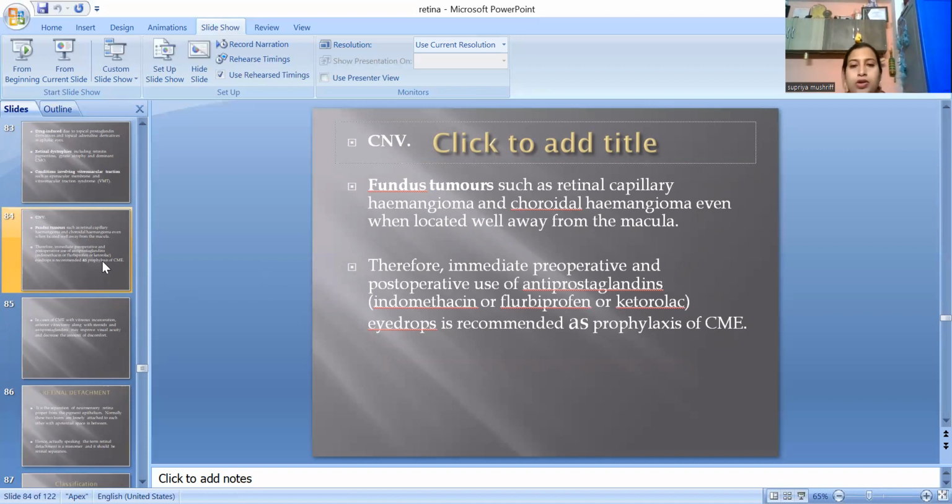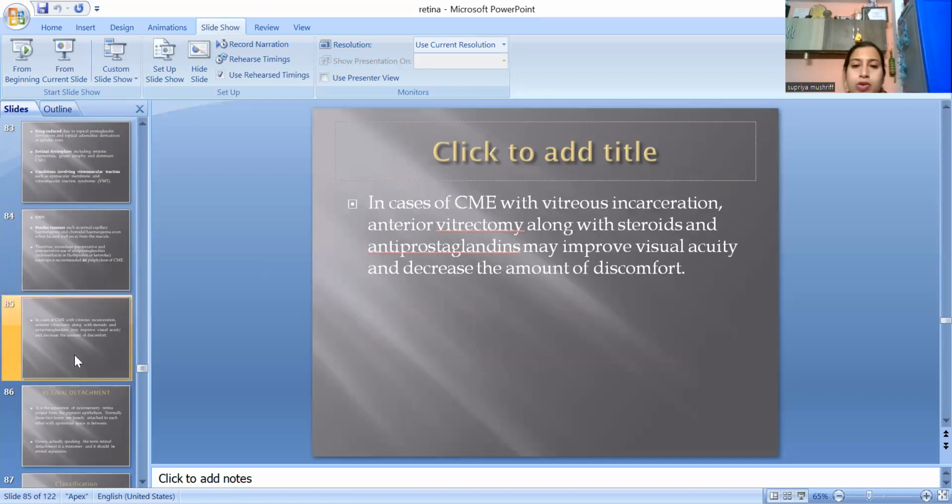Therefore, immediate preoperative and postoperative use of an anti-prostaglandin such as indomethacin, flurbiprofen, or ketorolac is recommended as prophylaxis for cystoid macular edema. In cases of cystoid macular edema with vitreous incarceration, anterior vitrectomy along with steroid and anti-prostaglandin may improve visual acuity and decrease the amount of discomfort.